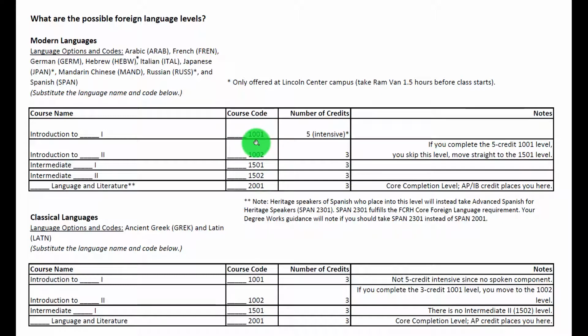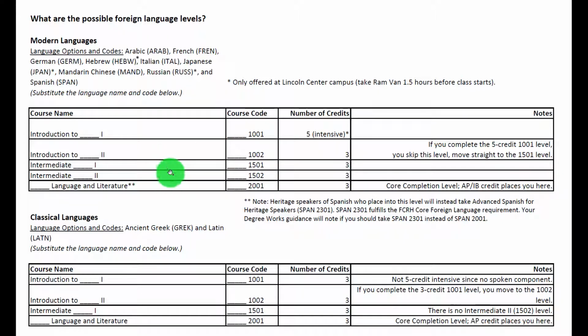1002 is a little bit less common. This is for students who maybe have a bit of background in the language but are not pure beginners. So you would place into this course. The only way to take this course is by placement. You would not take it after having previously taken a language course in that language at Fordham.